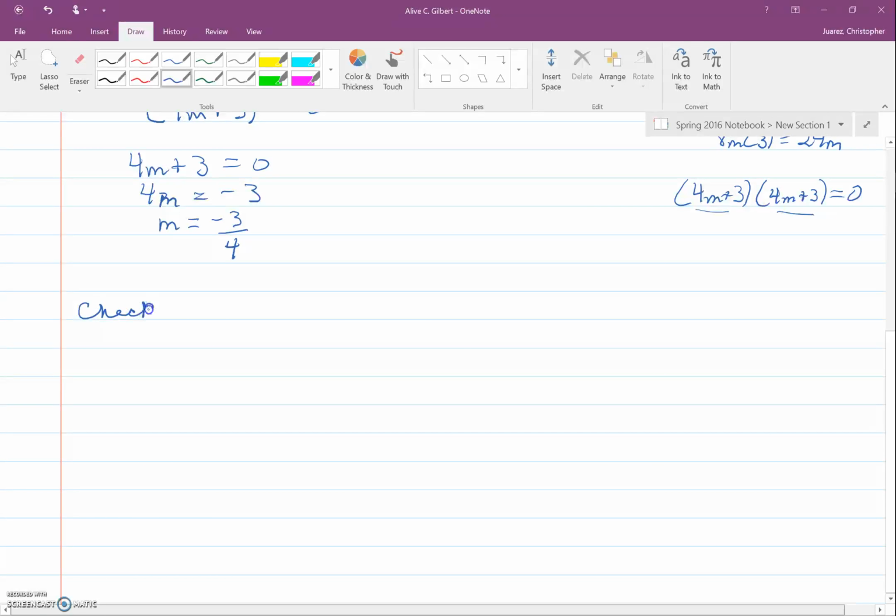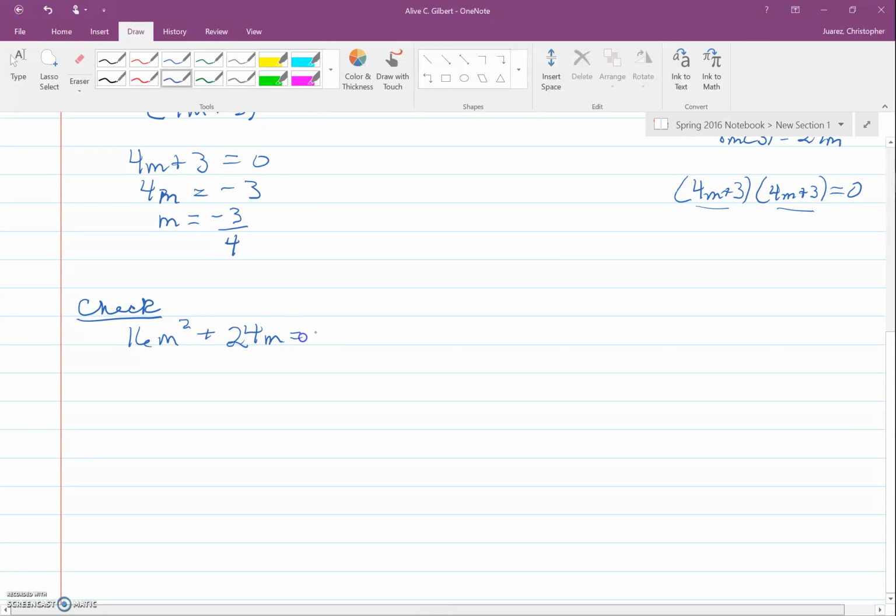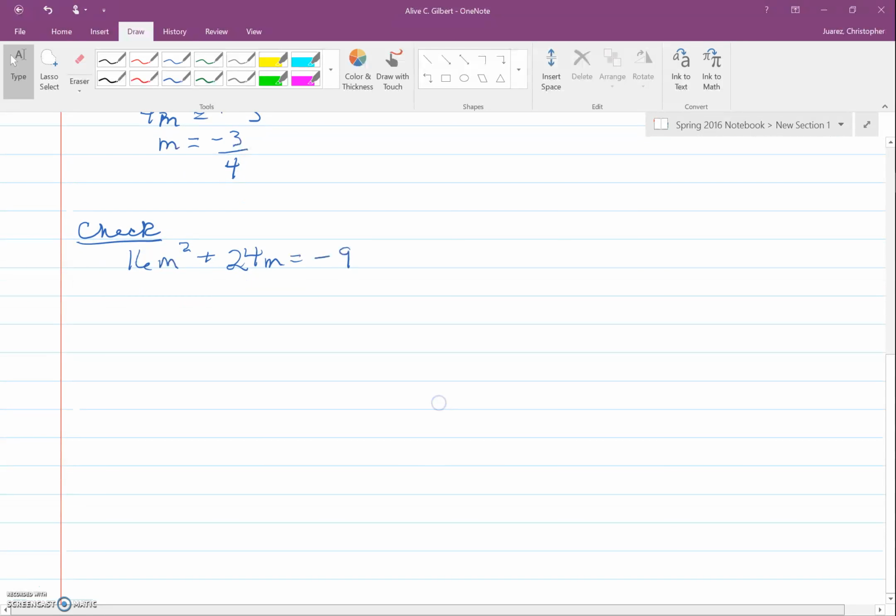It's good if you check them all, but as long as we do once in a while, there will be some things that we have to check all the time, and I'll tell you when those come up. And remember, we have to check it in the original equation. So 16 times negative 3/4 squared plus 24 times negative 3/4 equals negative 9. First thing I have to do, order of operations, guys, remember, is square this guy.